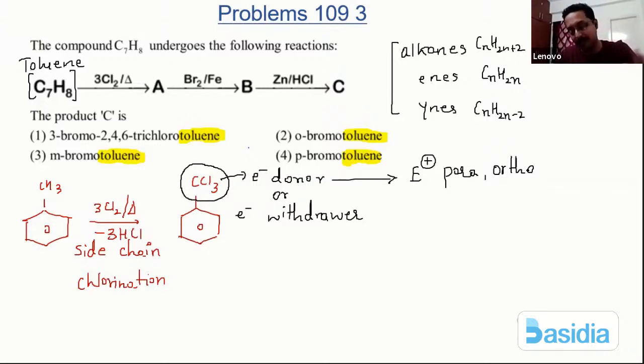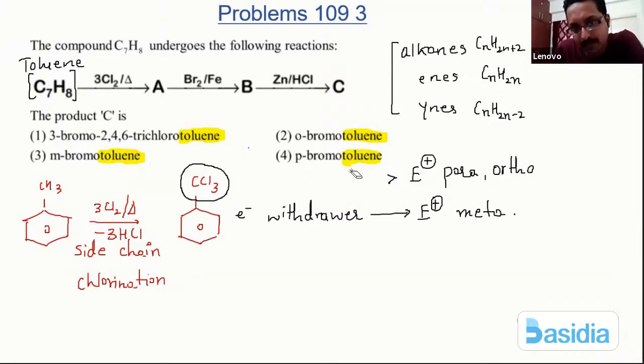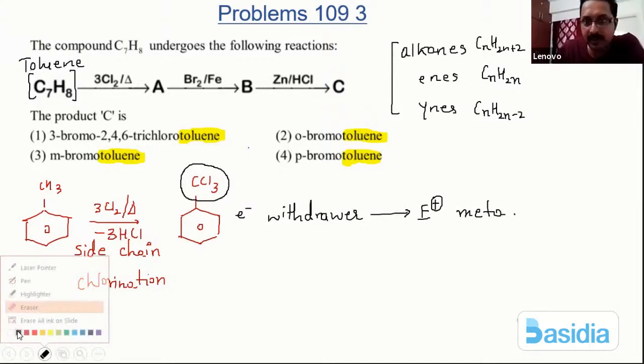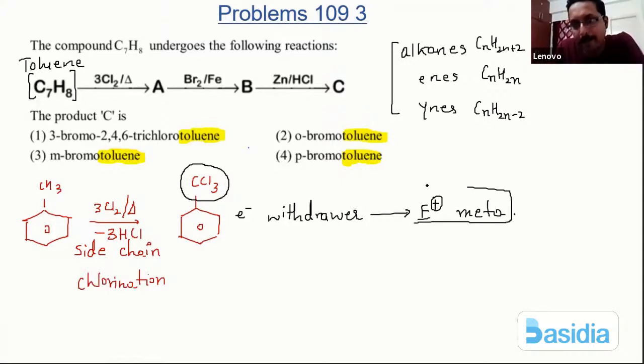Again, 11th standard chapters, very, very important. If it is an electron withdrawer, then the electrophile goes to which position? Electrophile goes to the meta position. So if it is an electron donor, the electrophile goes to the para or ortho position. If it is an electron withdrawer, the electrophile goes to the meta position. Now, if you check the CCl3 group, interestingly, it is an electron withdrawer. That means the incoming electrophile is going to go to the meta position.